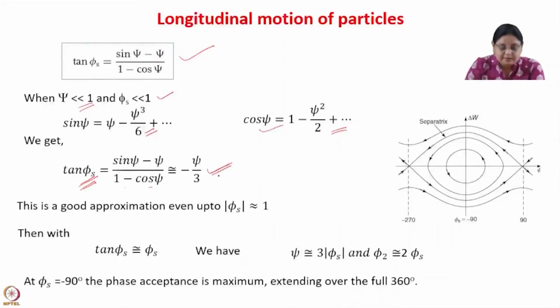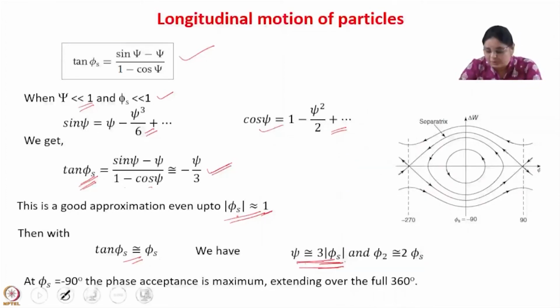So we see that this is a good approximation even up to modulus of phi s approximately equal to 1. So then with tan phi s as phi s, if phi s is also very small, we have psi is equal to 3 times phi s. So if the values of phi s and psi are very small, we are left with a very simple expression: the separatrix phase width is 3 times the modulus of the synchronous phase.